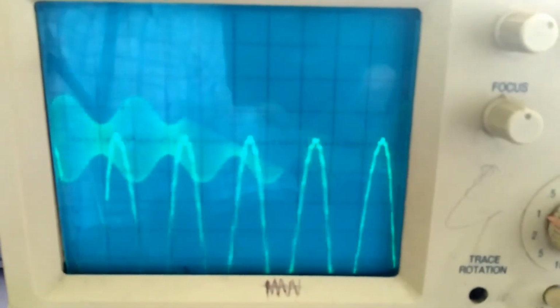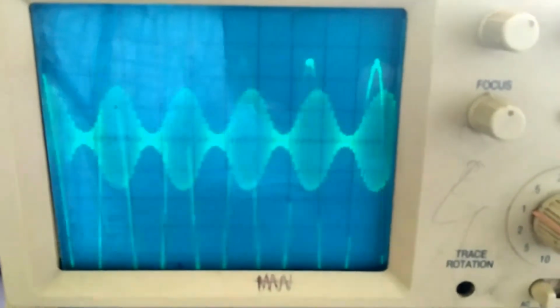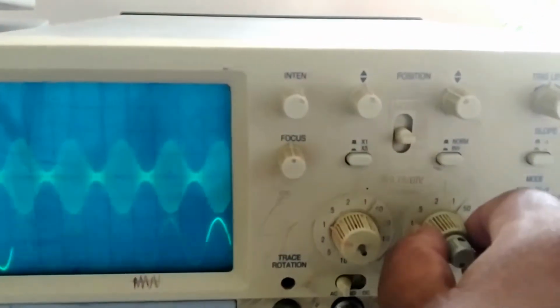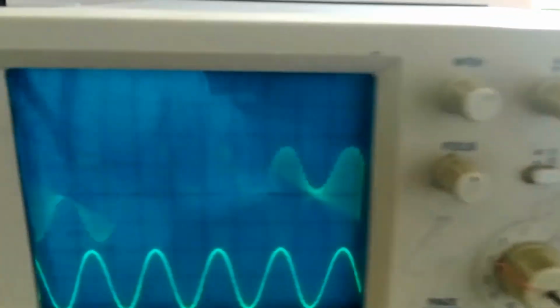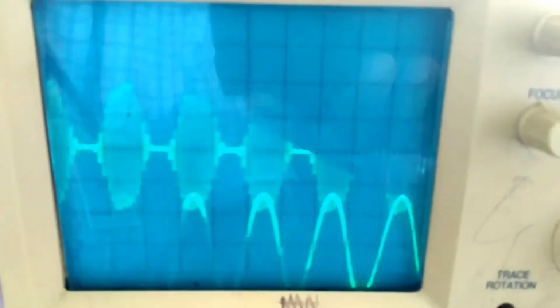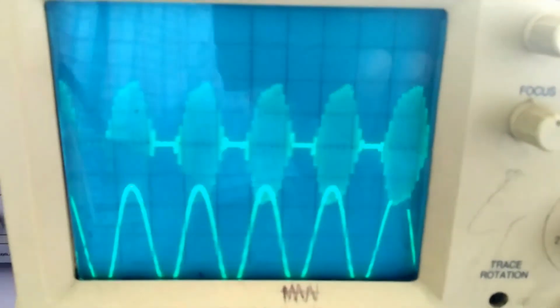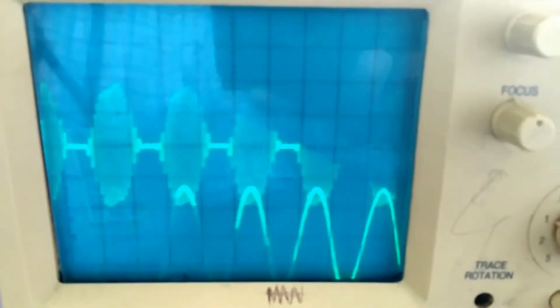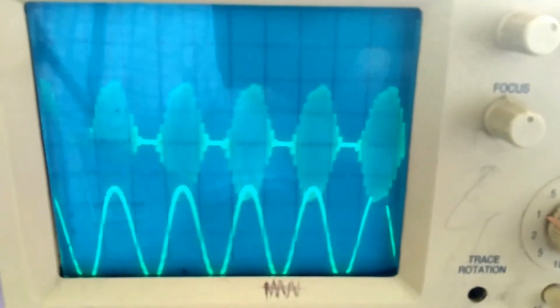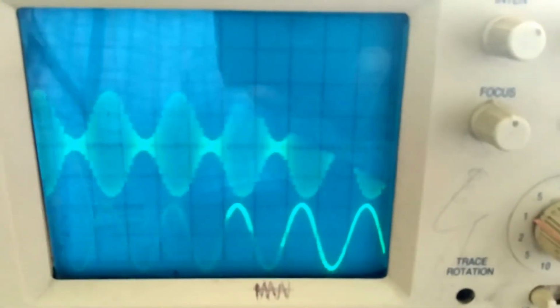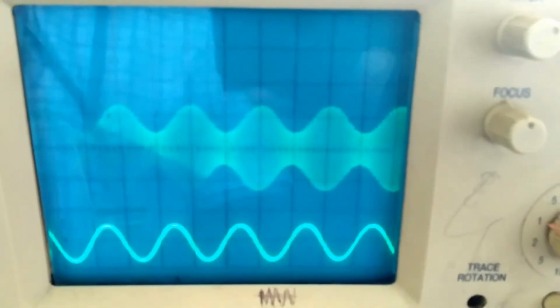If it is further increased, you can observe the complete overlapping of the positive cycle and the negative cycle, and with that we get a modulation index greater than 1. It's over modulation.